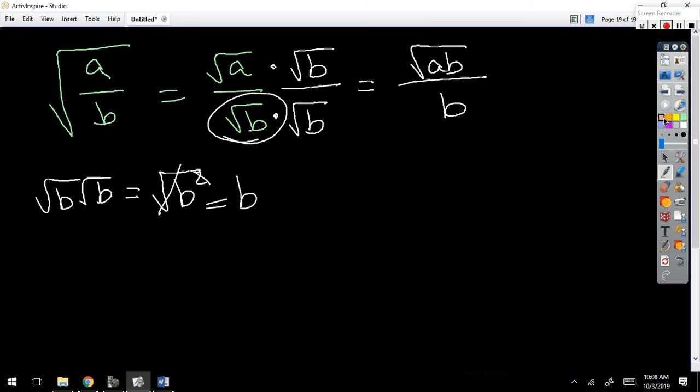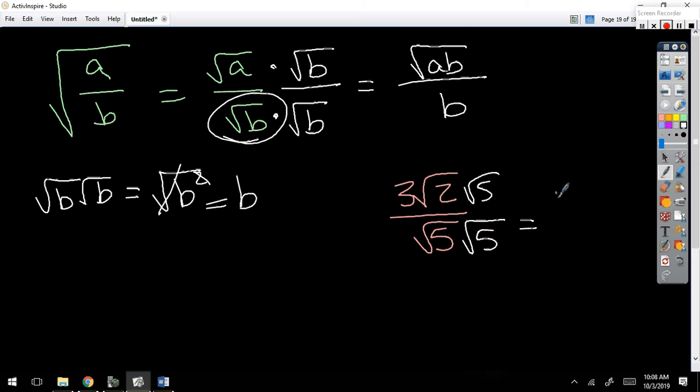That's just generalized. So if I had, let's say, 3 square root of 2 over square root of 5, I would need to multiply the top and the bottom by the square root of 5, because the problem is the radical in the bottom. You can have radicals in the top all day long. So up top, I end up with 3 times the square root of 10. And on the bottom, what do you get?